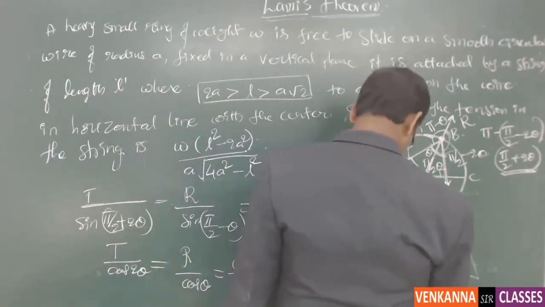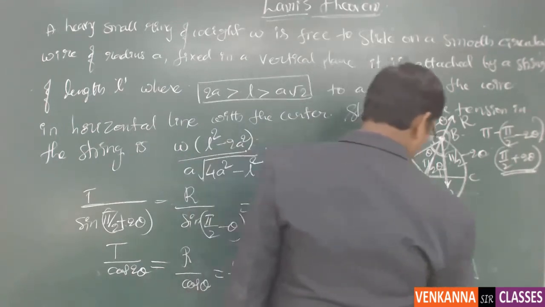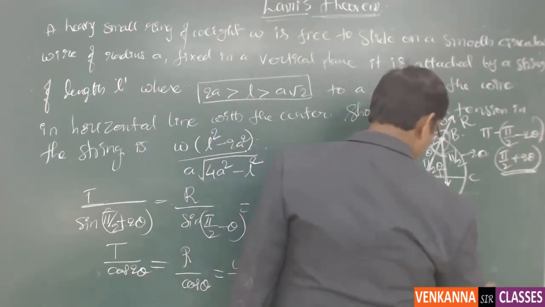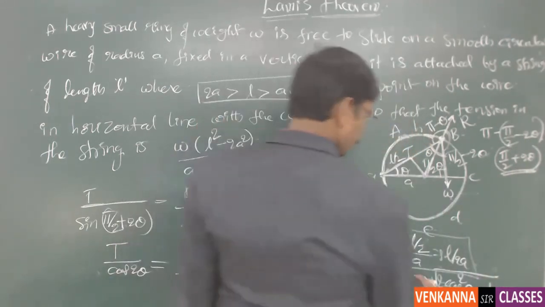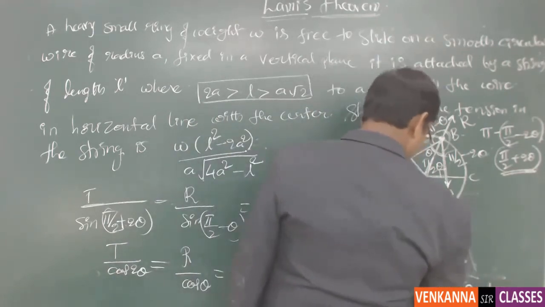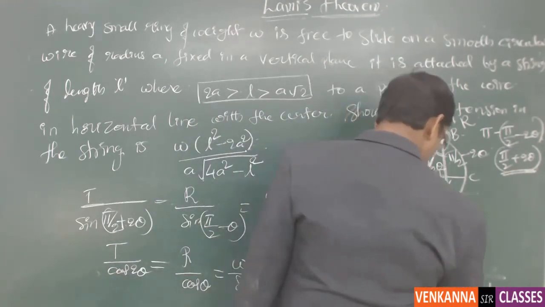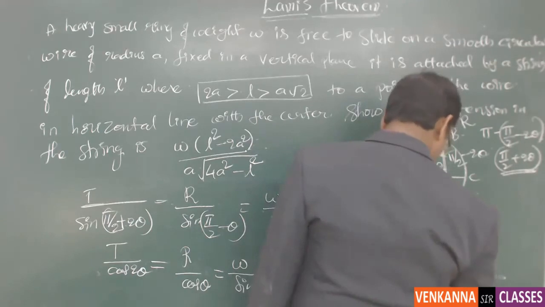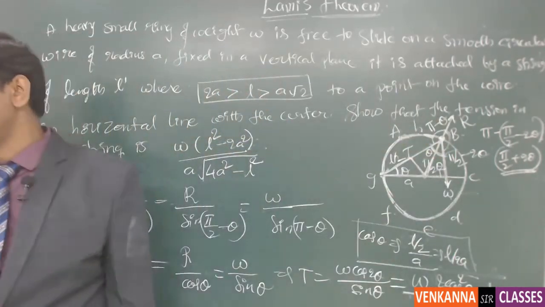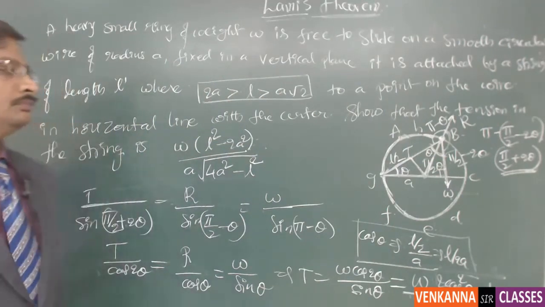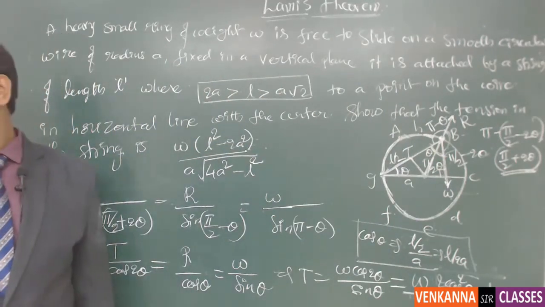cos 2 theta is nothing but 2 cos square theta minus 1, under root. 2 cos square theta minus 1 divided by sin theta, which is 1 minus cos square theta under root. So substitute the cos theta value and simplify it. Got it? Understood?